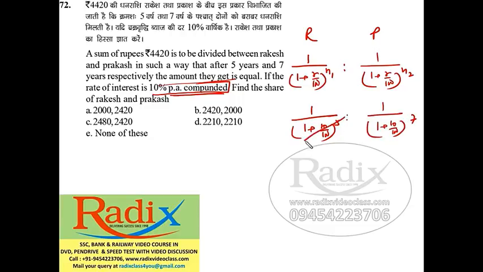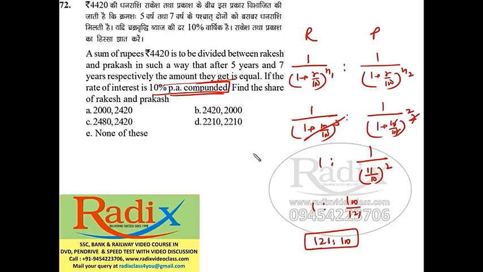Now 5 power cancelled by 7 power. It is 1 is to 1 upon (1 plus 10 by 100). Now this is (11 by 10) to the power 2. This is 1 is to 100 by 121, or we can write this as 121 is to 100. So we'll divide the sum in two parts, which is 121 is to 100.